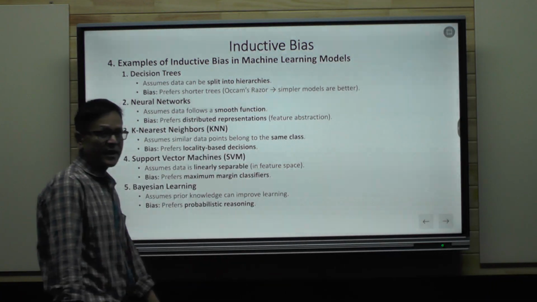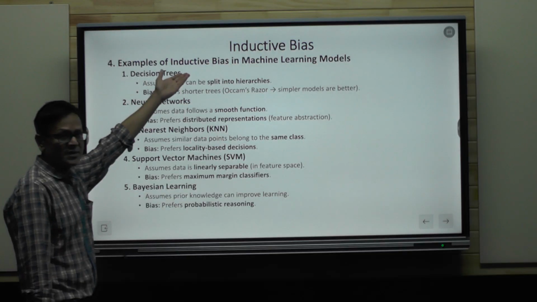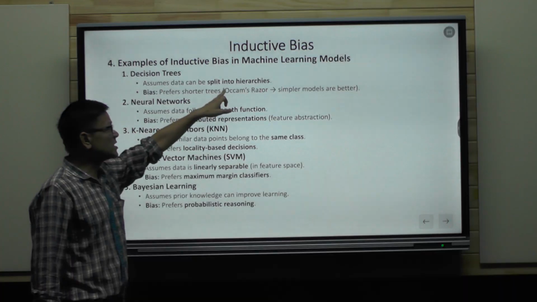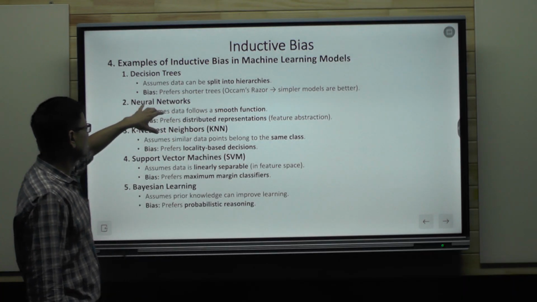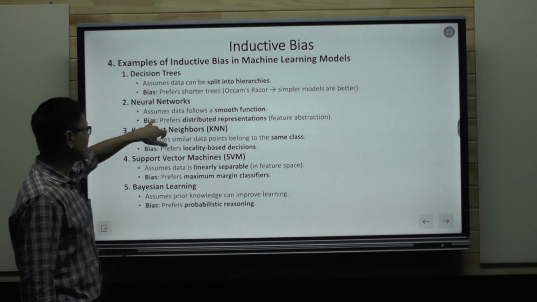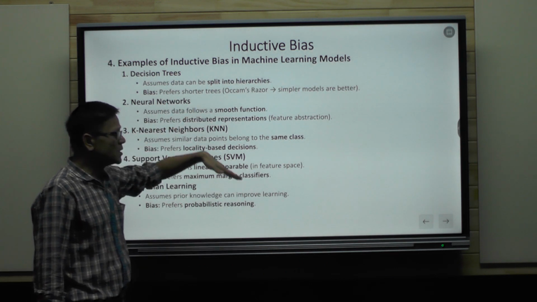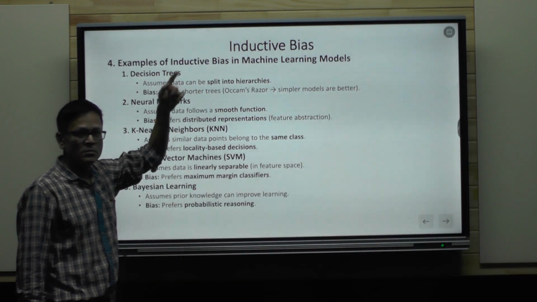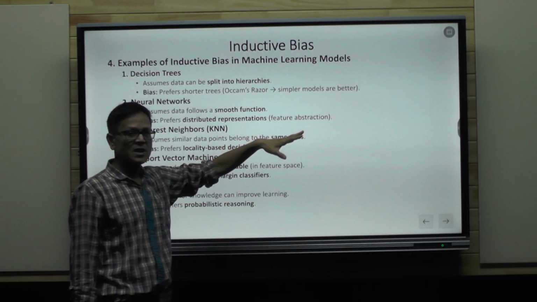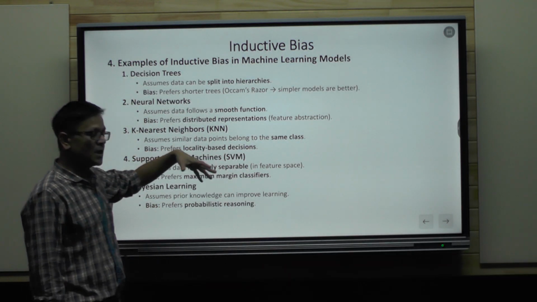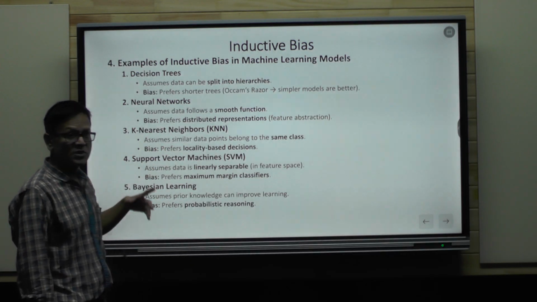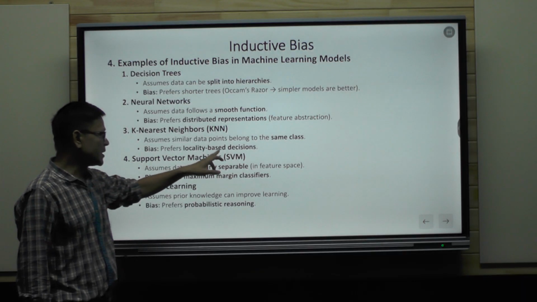So where can we use the inductive bias? First, as we discussed in the previous slide, the decision tree assumes the data can be split into hierarchies. The bias prefers shorter trees. Neural networks assume data follows a smooth function, with no zigzags, so the bias prefers distributed representation and feature abstraction. K nearest neighbor assumes that all the nearby points have the same label or belong to the same class. So the bias is locality based decision.